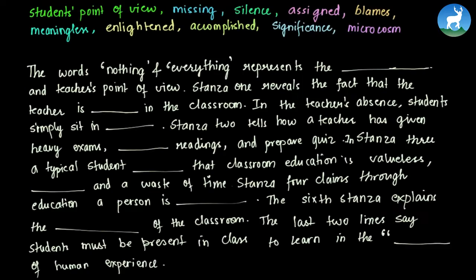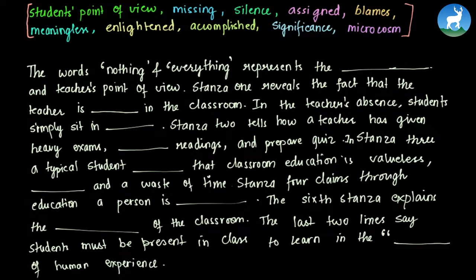So the paragraph is about the summary of the poem, and we need to assign words that are given in the topmost part of our page, and we need to fill in the blanks. And as we fill in the blanks with the words, we shall cut it down so that it becomes easier to select for another blank. So let's begin. The words nothing and everything represent the blank and teacher's point of view. So this means in our poem we had nothing and everything.